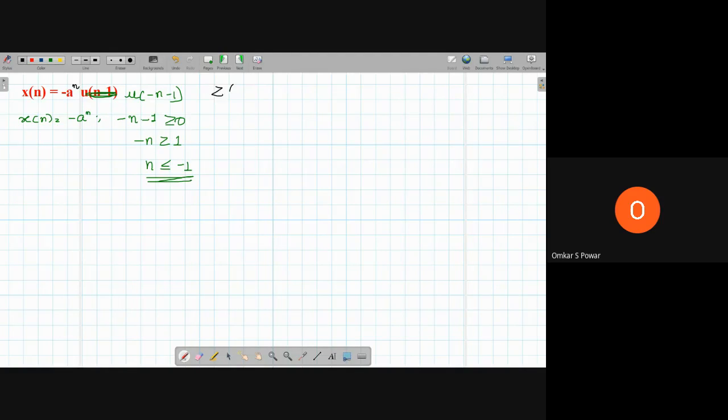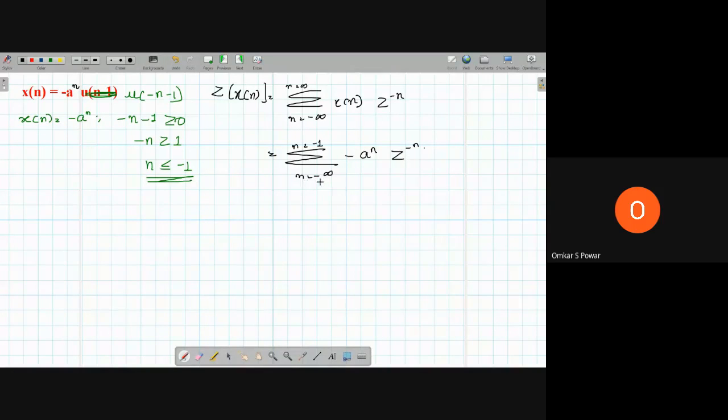So the z transform of x of n is equal to summation n varies from minus infinity to infinity x of n z power minus n. So what is your n range? It is less than minus 1. So n varies from minus infinity to minus 1. So what is your x of n? Minus a power of n z to the power of minus n.